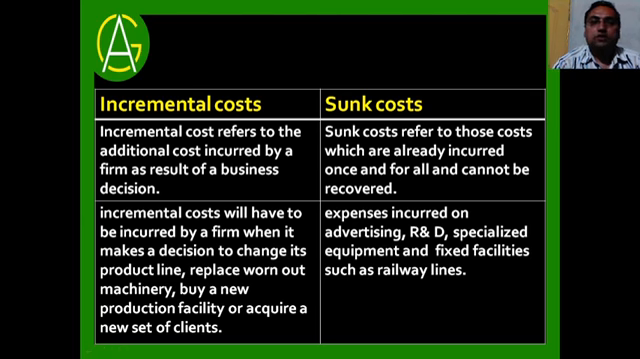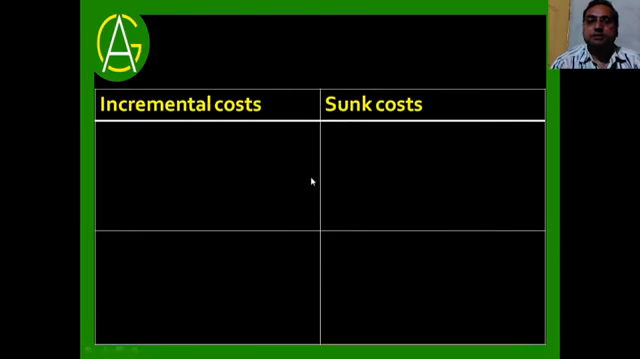Another classification of cost is incremental cost and sunk cost. The word incremental itself suggests an increase in the cost because of any decision taken by the business. When there is additional cost, when cost increases because of any business decision, that will be considered as an incremental cost. Whereas sunk cost refers to those costs which are already incurred once and for all, and now cannot be recovered. Let us understand by the example.